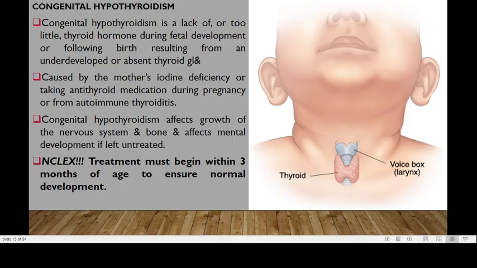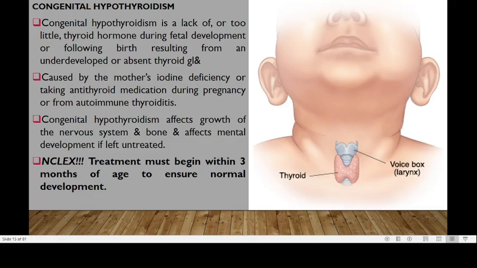We can have the congenital hypothyroidism first, and this is because this is a lack of or too little thyroid hormone during fetal development or following birth, resulting from underdeveloped or absent thyroid glands. It is normally caused by the mother's iodine deficiency or taking antithyroid medication during pregnancy or from autoimmune thyroiditis. Congenital hypothyroidism affects the growth of the nervous system and the bones and affects the mental development if left untreated.